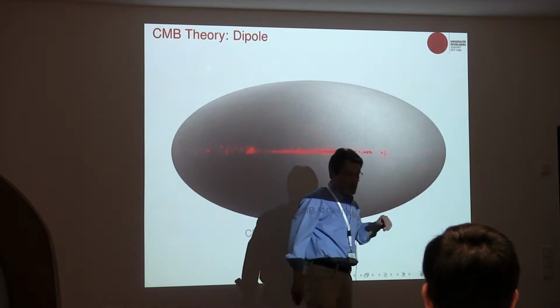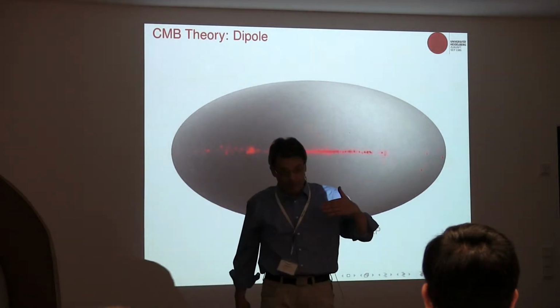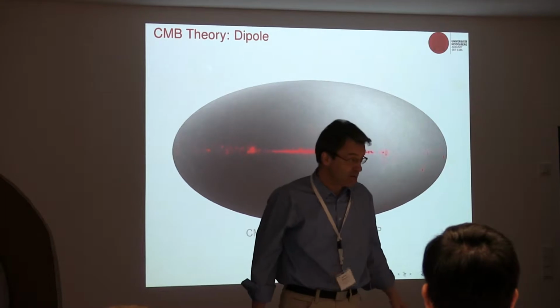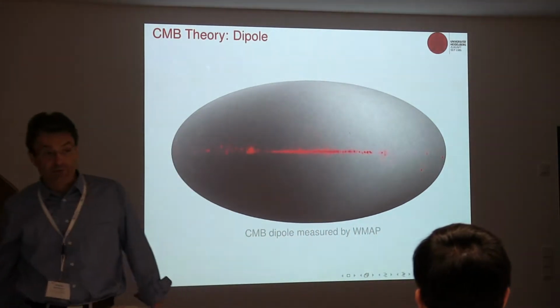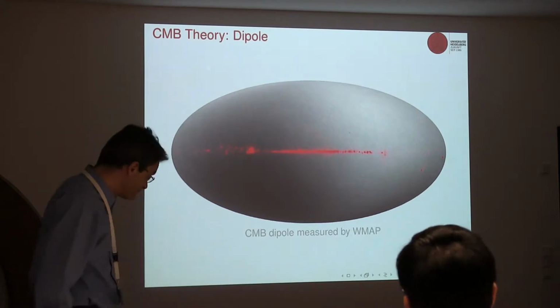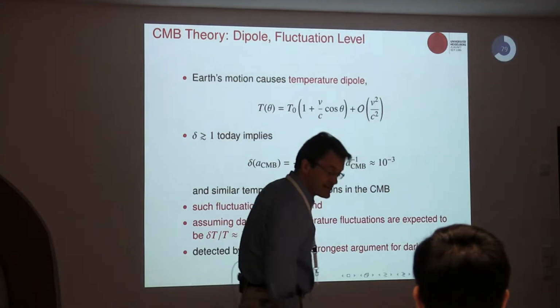It shows you the amplitude of the dipole, and tells you our velocity with respect to the cosmic microwave background. But of course, if you want to do cosmology with the cosmic microwave background, we just have to remove the signal. All right, so let's get rid of it.